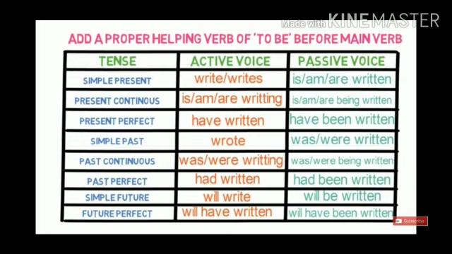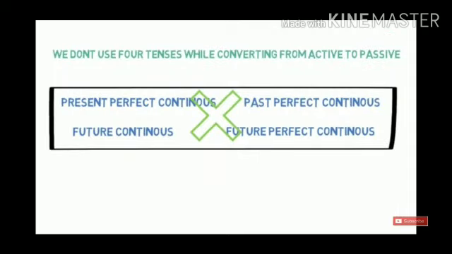So this is the tense chart for understanding active voice and passive voice. I think, students, you have understood the chart. Here we don't use four tenses while converting from active voice to passive voice, which are present perfect continuous tense, past perfect continuous tense, future continuous tense, and future perfect continuous tense.